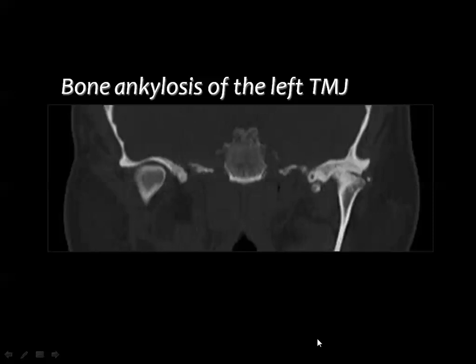And sometimes the end result of advanced degenerative changes of the joint is to reach the ankylosis of the joint, whether fibrous or bony. And this is an example of bony ankylosis of the temporomandibular joint. You see the normal side with maintained joint space, and here you see flattening and sclerosis of the head of the mandible with total obliteration of the joint space, as you can see here.